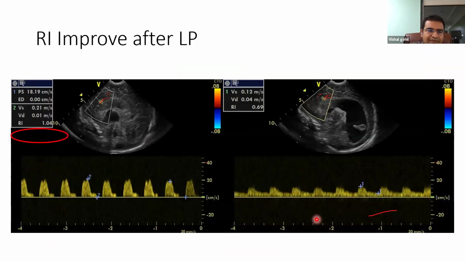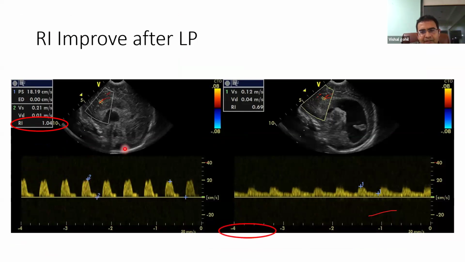So let's talk about the previous case which we discussed. When the baby was born and the VI was more than the 97th centile plus 4, in that case, when I measured the RI, it was 1 because there is an absent diastole over here. You can't see the diastolic flow. So the baby was already compromised in utero, and after birth the perfusion is still not up to the mark in the brain.